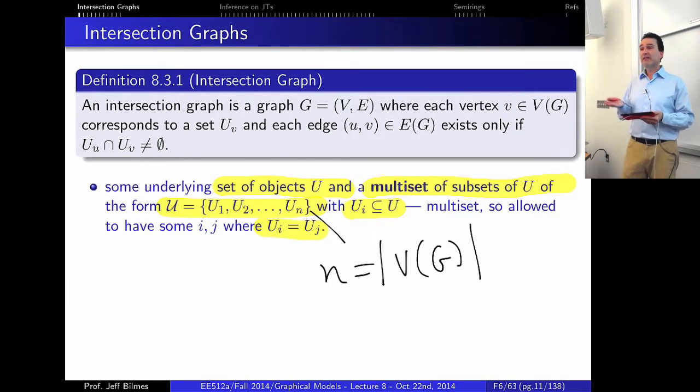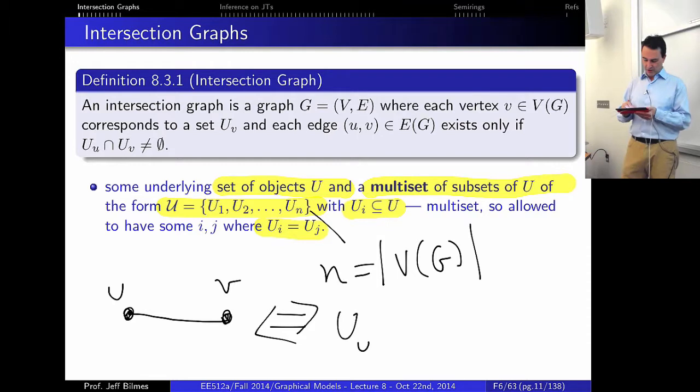Now, how does it essentially construct a graph? Well, basically, if there's an edge, so let's say here's the original graph. Let's say this is U, and this is V. If this edge exists, then that must mean that U sub U intersect U sub V does not equal the empty set.